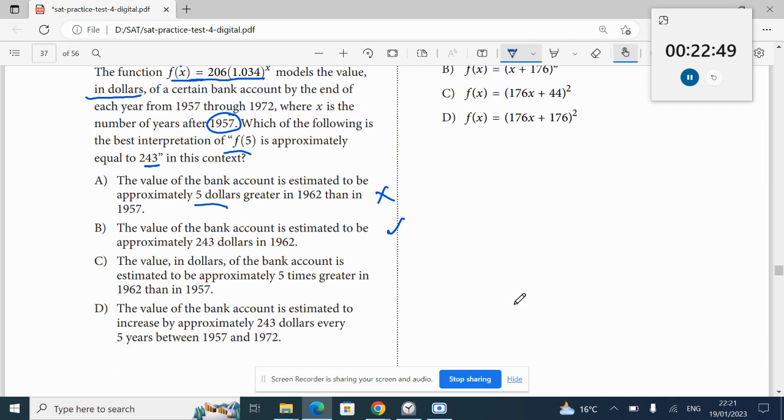Let's just check the other one. The value in dollars of the bank account is estimated to be approximately 5 times greater. No. Estimated to increase by, no. This is B.